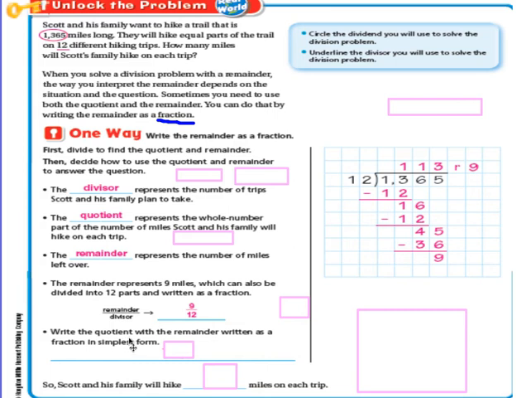Write the quotient with the remainder written as a fraction in its simplest form. That's when we had to divide these both by a factor that could go into both of them. And that's where we went to 113, my quotient, with my remainder of 3/4. So that is my answer. We'll do more of those with the remainder and changing them into fractions as we're going along.